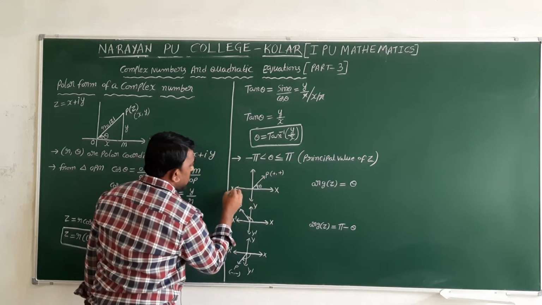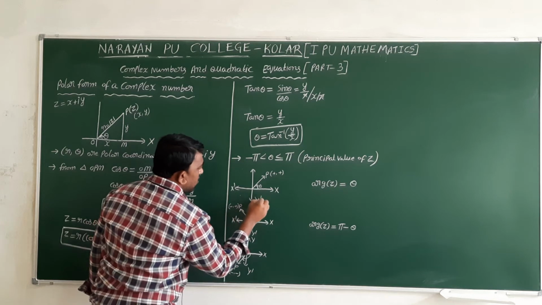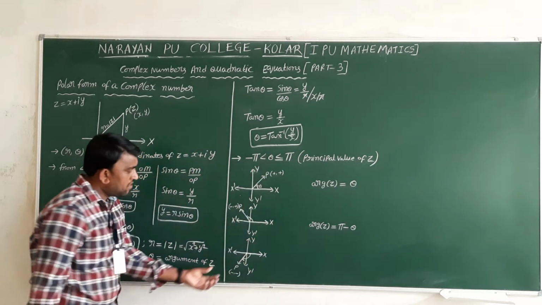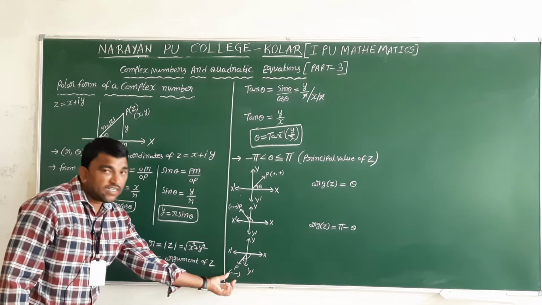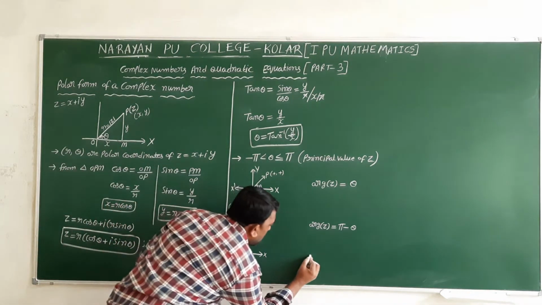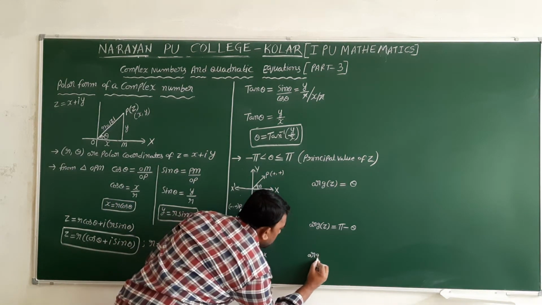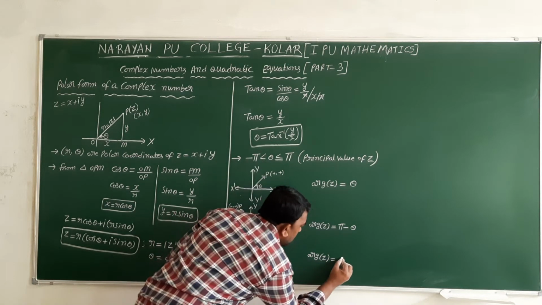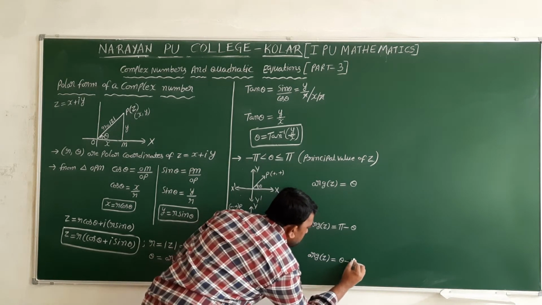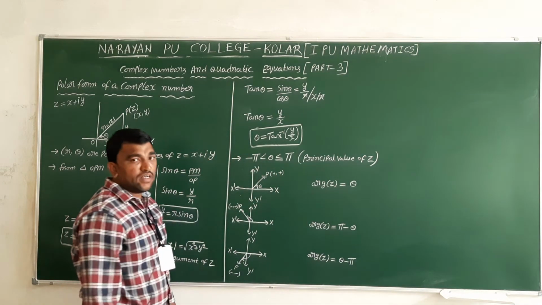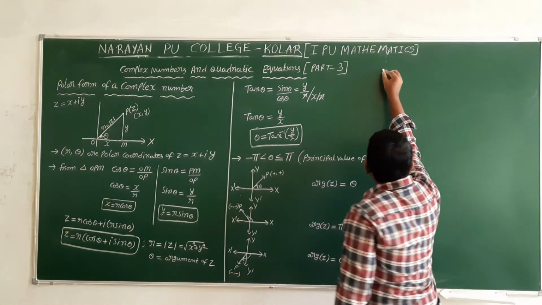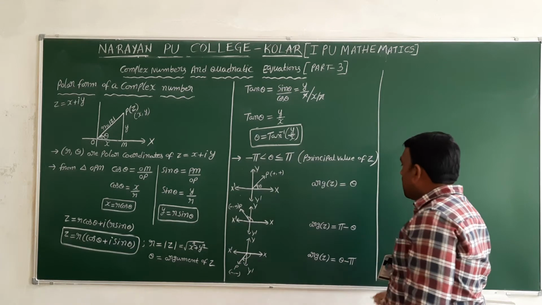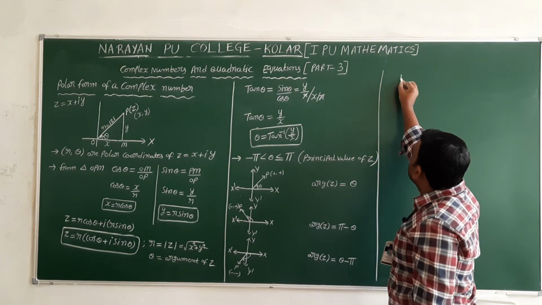Positive x axis, negative y axis, and positive y axis. Suppose P lies on the third quadrant. At that time, the argument of z is theta minus pi. Last one, P lies on the fourth quadrant.